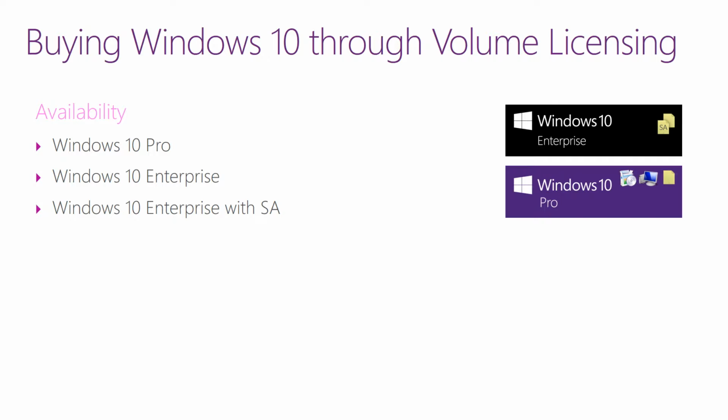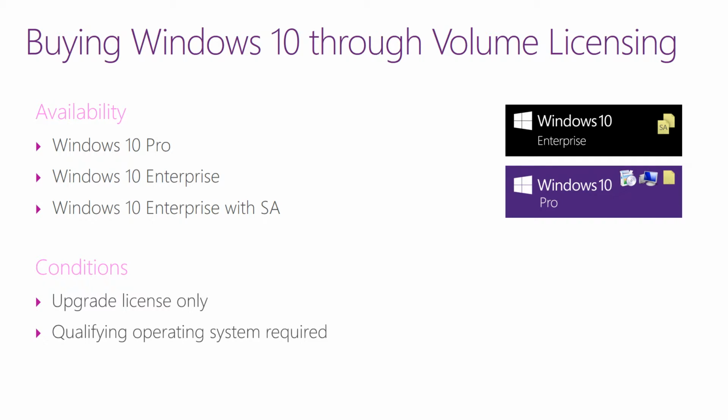There is, however, one other important detail that we do need to cover, and that is that the licenses that are purchased through volume licensing are upgrade licenses only, and that means that there needs to be a qualifying underlying operating system on a device before a volume licensing license can be assigned to it. Now, most usually this will be an OEM license, and many of the current and previous business editions of Windows are qualifying operating systems in the commercial volume licensing agreements.